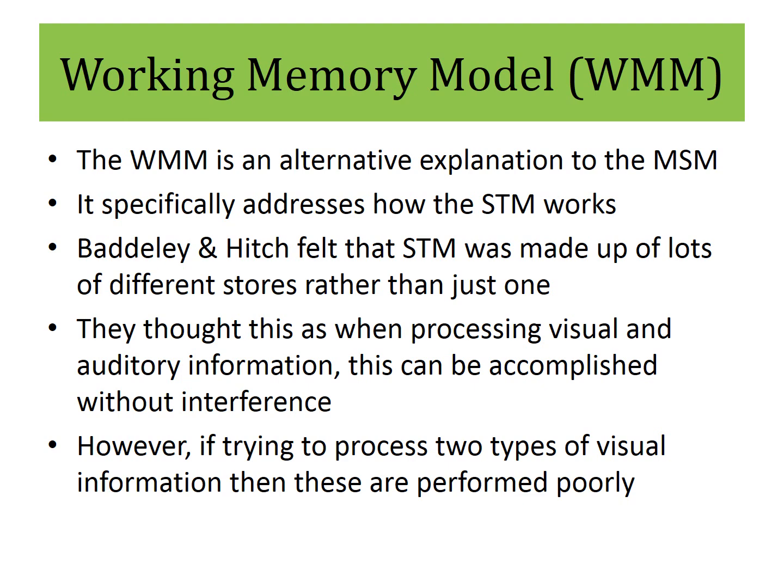So they thought that if you process visual and auditory information, you can accomplish that without interference. But if you're trying to process two types of visual information, then these can be performed poorly. And they were interested in the fact that we seem to be able to do two things at once, and for us to be able to do that, there had to be some separation in the short-term memory. So they developed that model on the back of that.